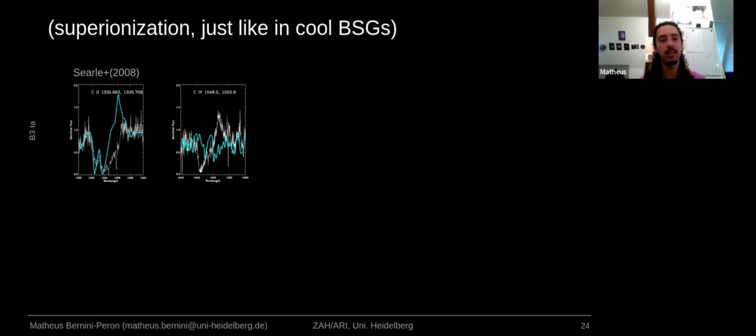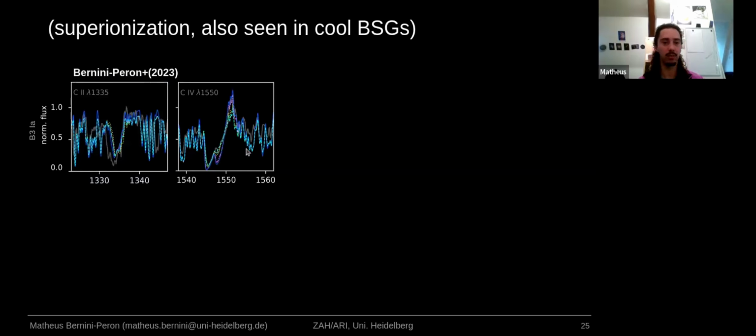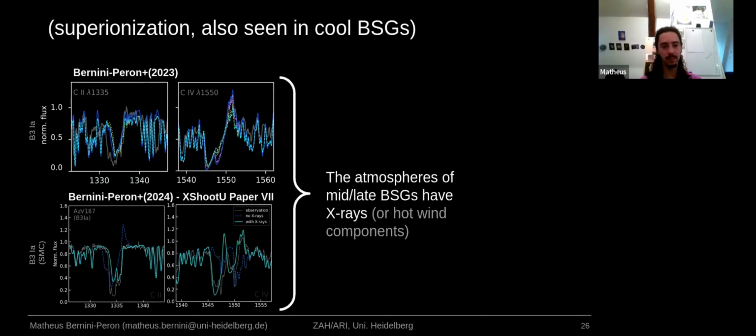So in cool B supergiants, previous spectroscopic modeling could not reproduce these lines. For instance, carbon 4 was not reproduced. But then when we took similar models and included X-rays, we could reproduce these profiles much better. So we needed to add X-rays as an additional source of ionization. And we did this for galactic stars and also for a big sample in the Small Magellanic Cloud. So we see that this also does not seem to depend a lot on metallicity.